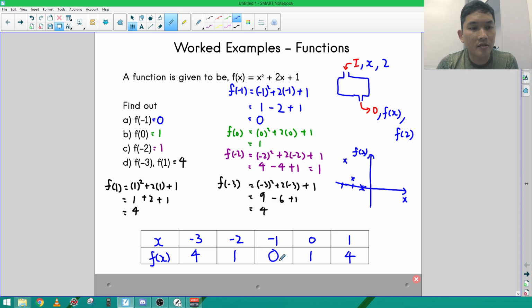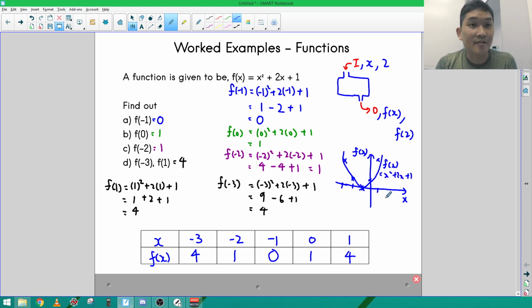And then you see some sort of symmetry going on. On the other side, when x equals 0, the output is 1, so this is symmetrical to this point. And when x equals 1, the output is 4, symmetrical to this point. If you try to join the points with a smooth curve, sorry, my drawing is not smooth at all, what you get is a parabola, a curve that looks like this. So always label your graphs. This is f of x equals x squared plus 2x plus 1.